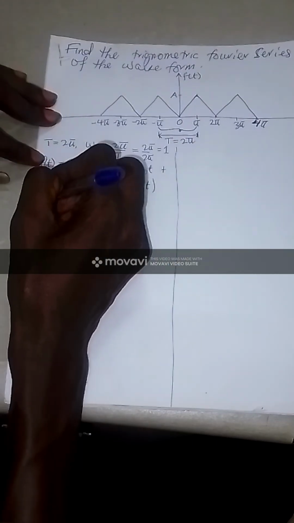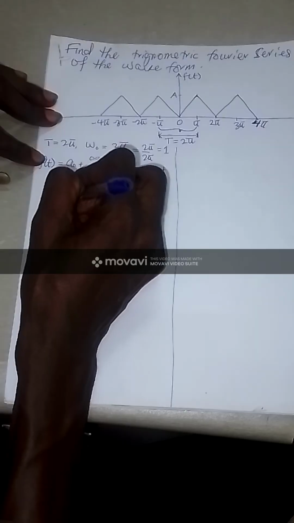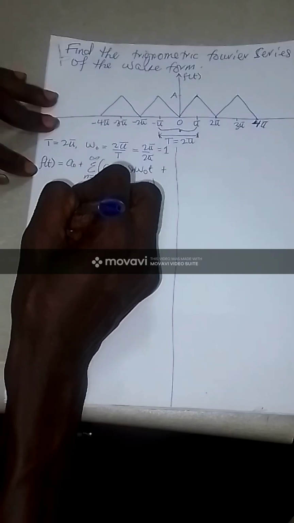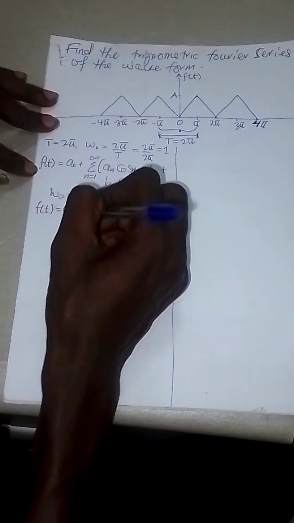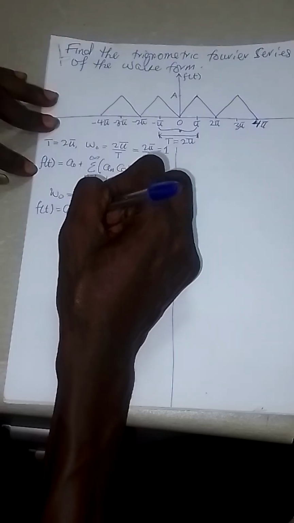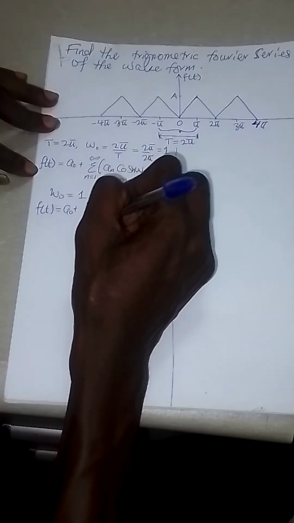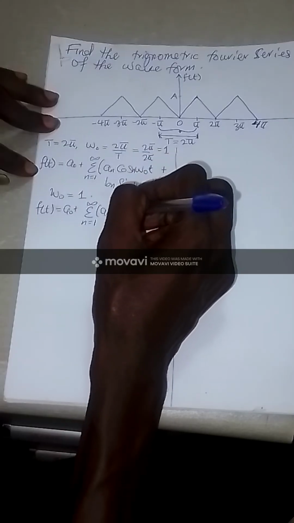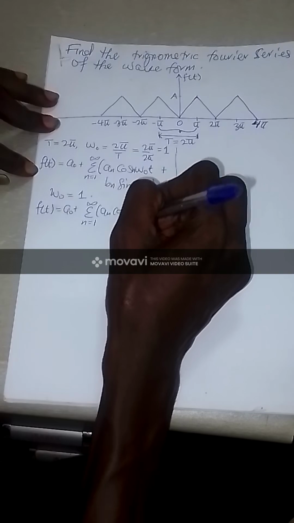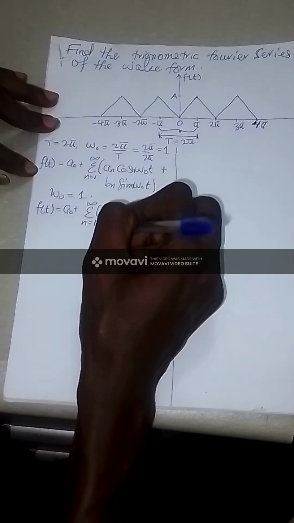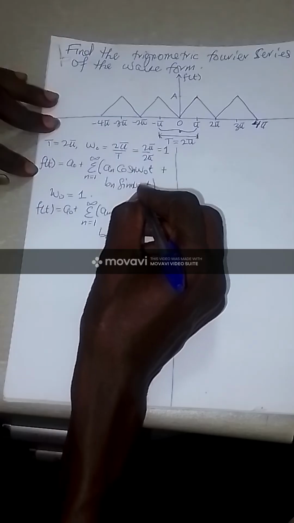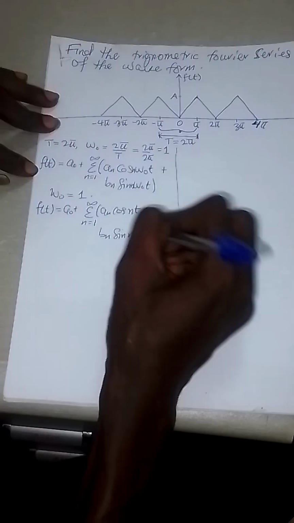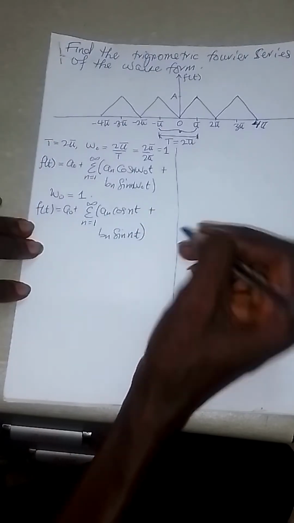But I know that omega naught is equal to 1. So I can simplify my equation as a naught plus the summation from n equals 1 to infinity of a n cos n omega naught t, where omega naught is 1. If I put 1 into this equation, I'll have cos nt plus b n sine nt. Now let me close my bracket.